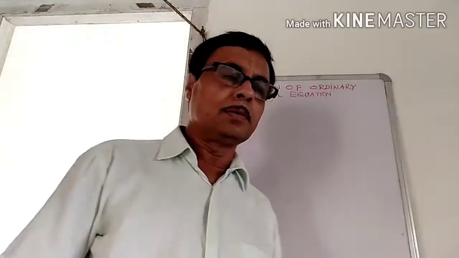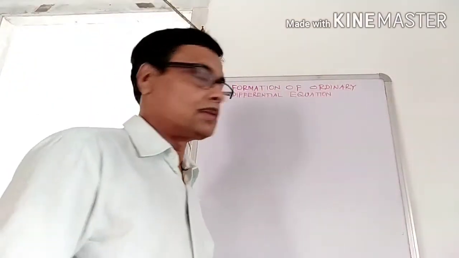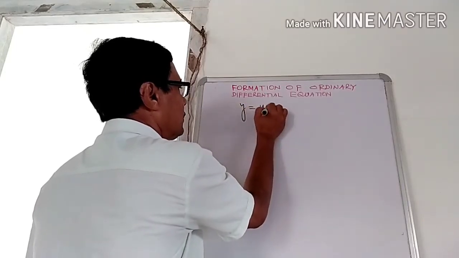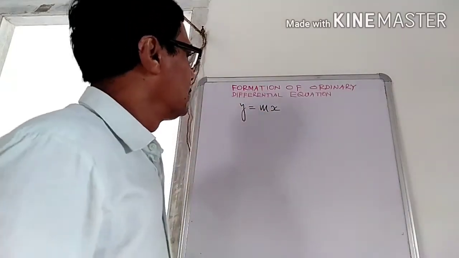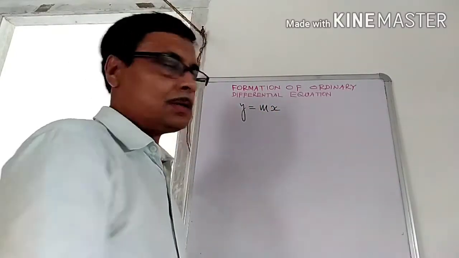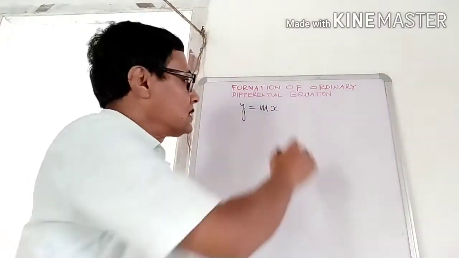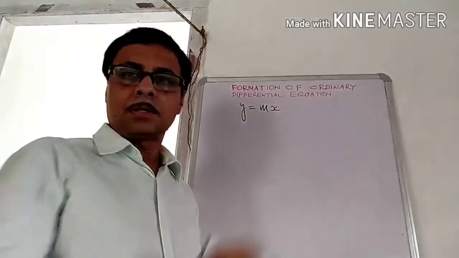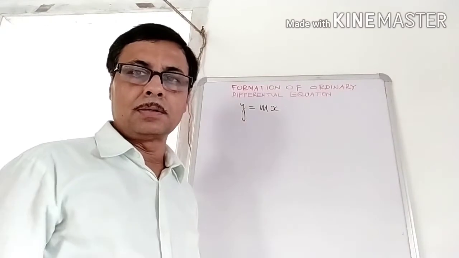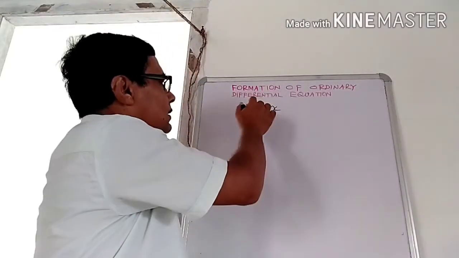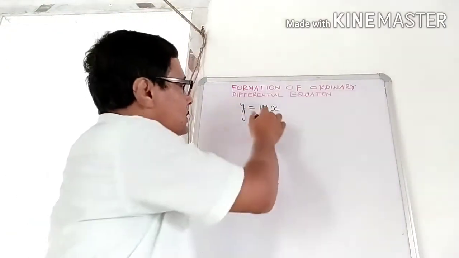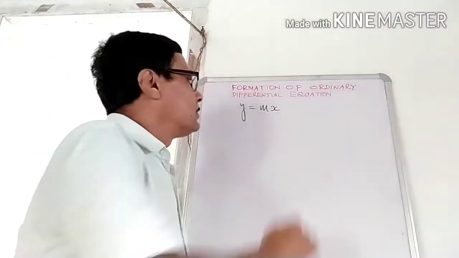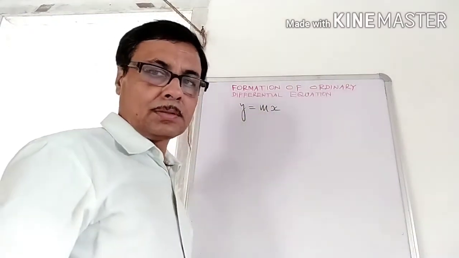Suppose we take a curve y equal to mx. You know this curve is a straight line. This straight line passes through the origin. Here the parameter is m, that is, the arbitrary constant is m. So to form the differential equation, we have to eliminate the parameter.